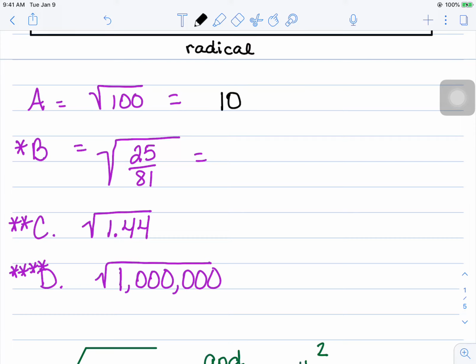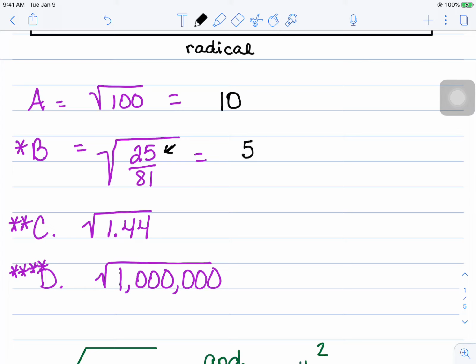Now, letter B has got a little star beside it. It means it's got to think a little bit more. Again, I want the square root, but inside now I have a fraction, 25 divided by 81. So I'm going to look at just 25 first. I'm asking myself, what number times itself can get me to 25? So the square root of 25 would be what? I know that 5 times 5 would get me 25. So the top number would be 5.